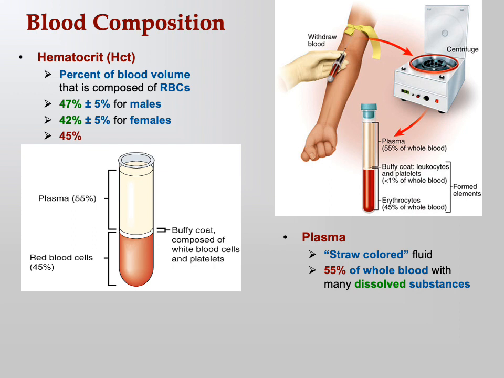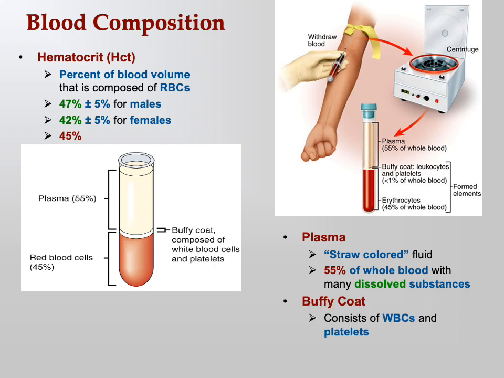So once again, blood: 45% formed elements, which is the hematocrit. Hematocrit is really just the red blood cells. Plasma, 55%, the water. Now, wait a minute. If formed elements are 45% and the hematocrit is 45%, what the hell happened to the white blood cells?